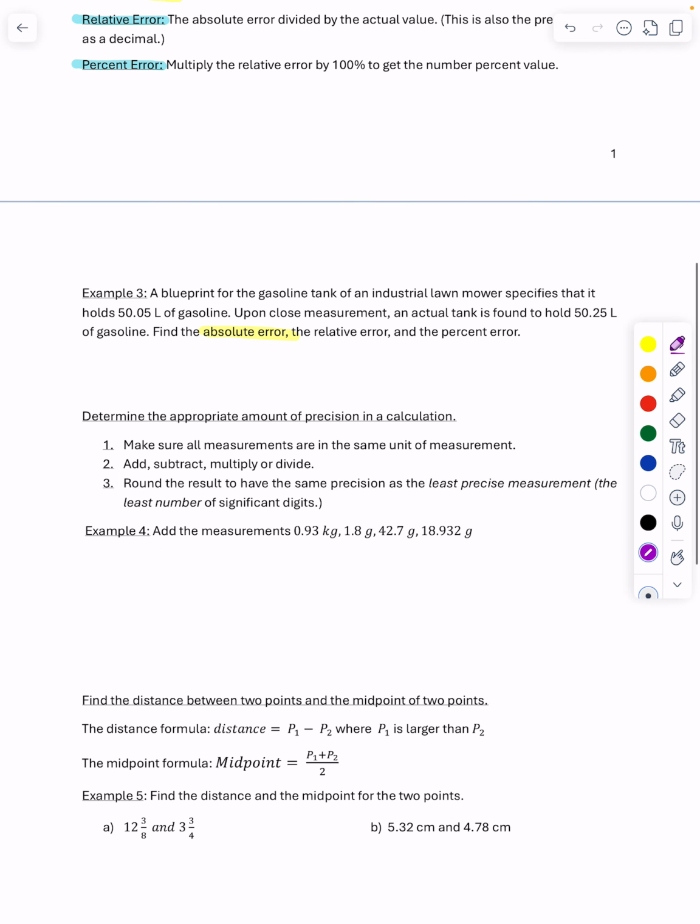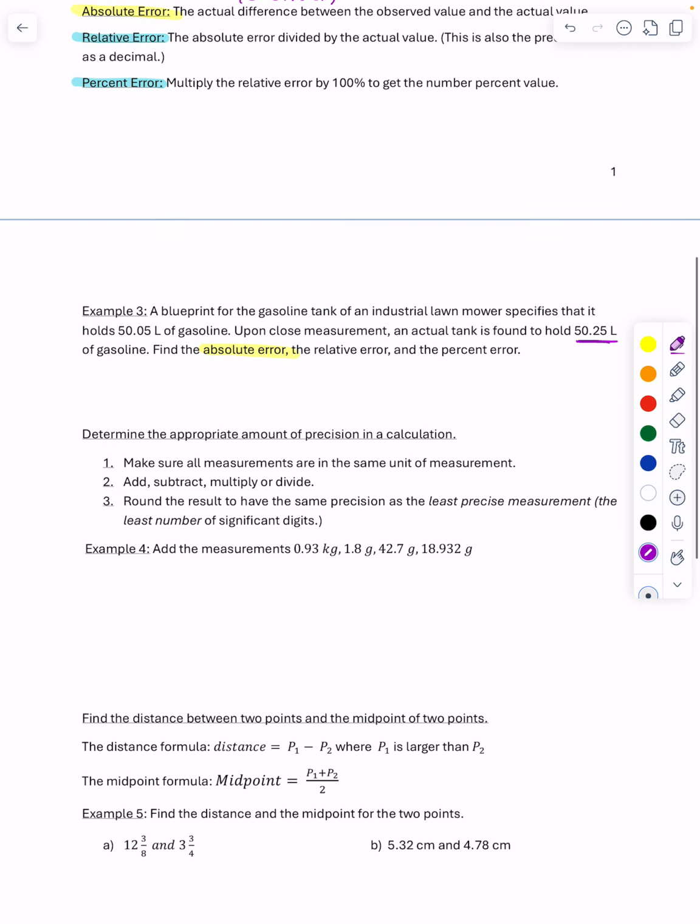So we are going to take the observed value and we're going to subtract the actual value. We get an error of 0.2. Notice I went observed minus actual. That means my observed value is 0.2 liters more than my actual.